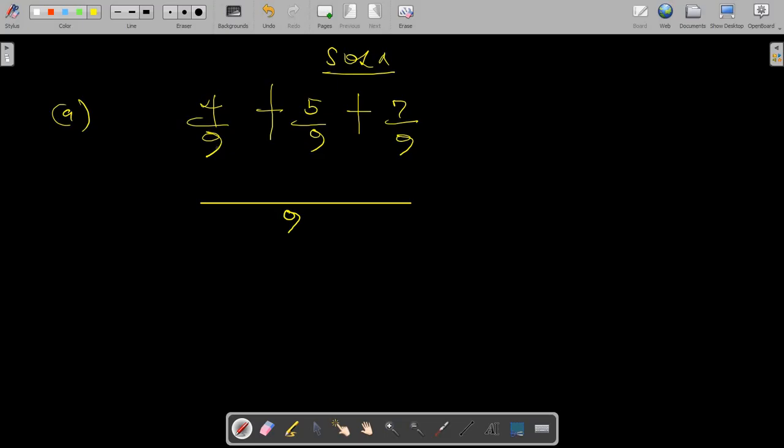So 9 goes in 9, we have 1. 1 times 4, we have 4. Then plus 9 goes in 9, we have 1. 1 times 5, we have 5. The same thing applies here. 9 goes in 9, we have 1. 1 times 7, we have 7. So let's move on. 4 plus 5 plus 7, definitely we are going to have 16, then over what?